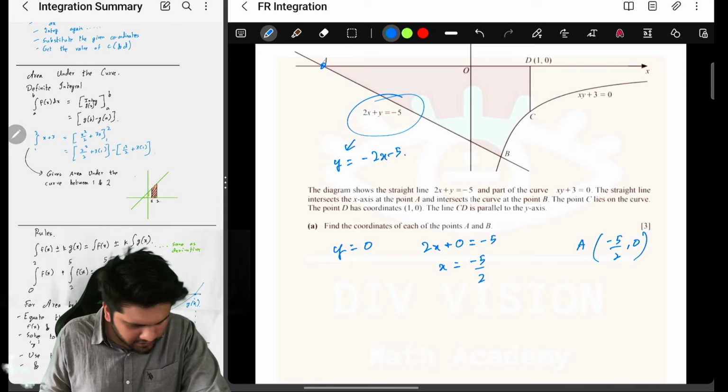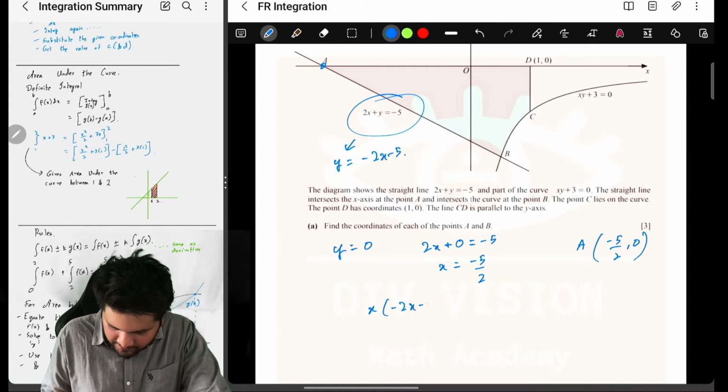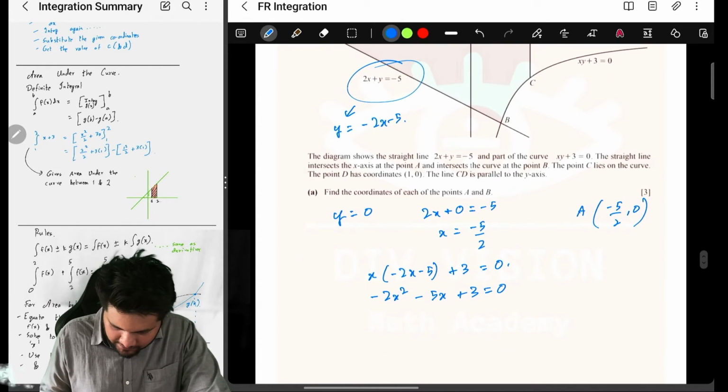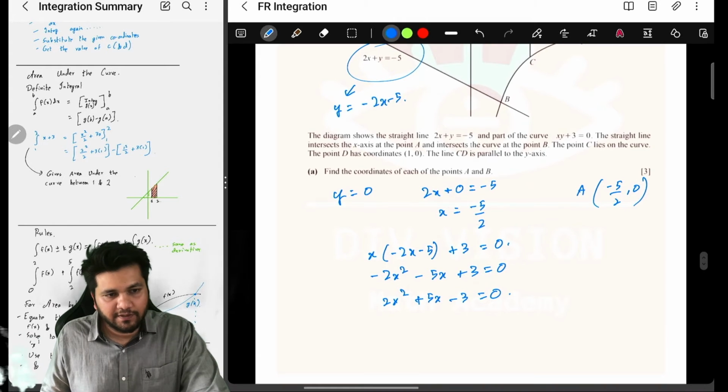So what we are going to do is substitute that. We'll get x into minus 2x minus 5 plus 3 equals 0. So we'll get minus 2x square minus 5x plus 3 equals 0, or 2x square plus 5x minus 3 equals 0. We'll just use splitting the middle term.